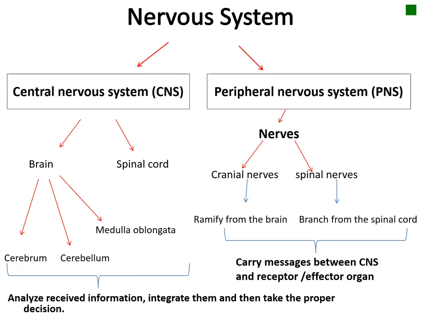So we have two parts, central and peripheral. Central is composed of brain and spinal cord. The brain has three main parts: cerebrum, cerebellum, and the medulla oblongata. They have a role of analyzing the received information, integrating it, and taking the proper decision. While the nerves, we have cranial and spinal. Cranial, from the cranium, ramify from the brain, and spinal ramify from the spinal cord. They have an important role of carrying information and messages between the central nervous system and the receptor or the effector organs.